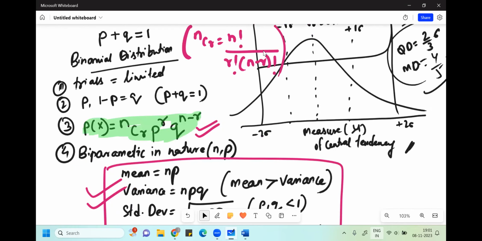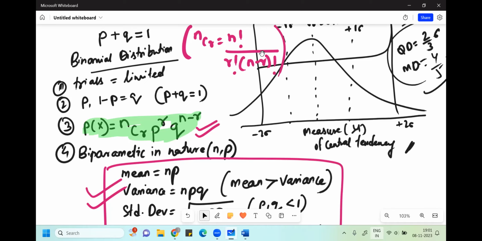Okay, coming back to this binomial distribution. Binomial distribution is based on Bernoulli trials, where you have a limited number of trials. Every time you do a trial, it is independent of the previous trial, and the next trial will be independent of the trial which is happening now. And every trial has two outcomes. One outcome we define as success.